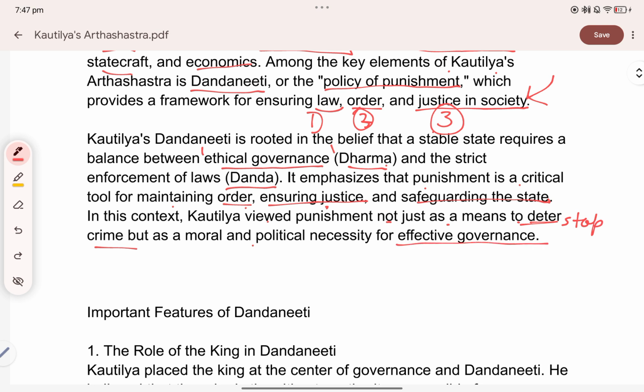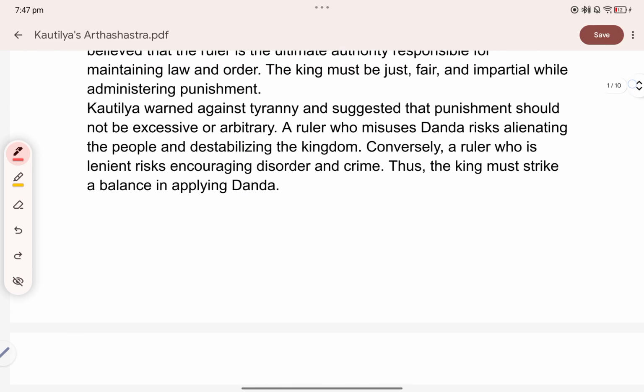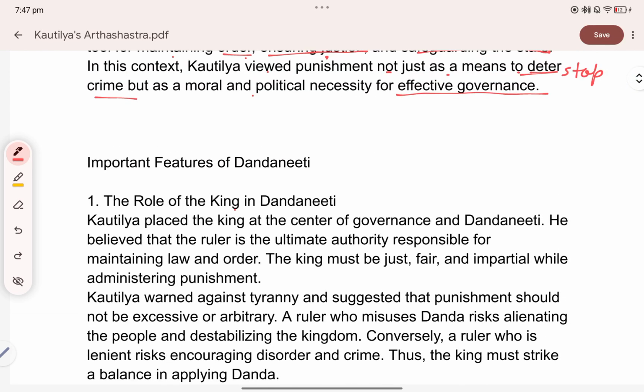What are the further features of Dandaniti? So the role of the king in Dandaniti. King का क्या रोल है? Kautilya places the king at the center of governance. किसी भी governance का center king को माना गया है by Kautilya. And why so? Because he believed that the ruler is the ultimate authority responsible for maintaining law and order. King must be just. Just यानी निष्पक्ष होना चाहिए, फेयर होना चाहिए एंड इम्पार्शियल होना चाहिए while administering punishment.